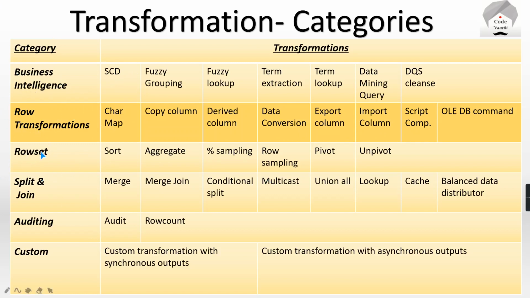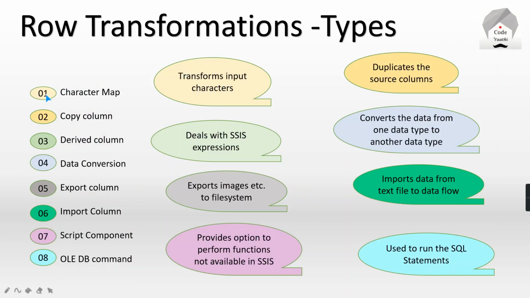First we will see the row level transformations and all the transformations with examples in this video. First is the character map transformation. It is mainly used to transform the input characters. It includes features like converting the incoming data to lowercase, uppercase, reversing the byte order, and mapping different language characters vice versa.